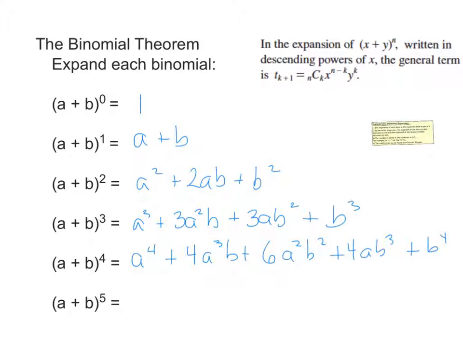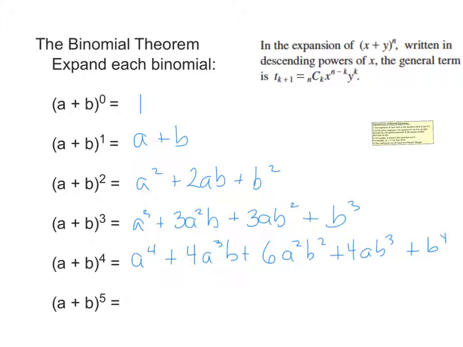this, which says in the expansion of x plus y to the power of n, written in descending powers of x, the general term is t k plus 1 equals n choose k, x to the n minus k, y to the power of k. That's the binomial theorem, and it's on your formula sheet. I'm not actually going to use it for this, but we're going to use that later today.